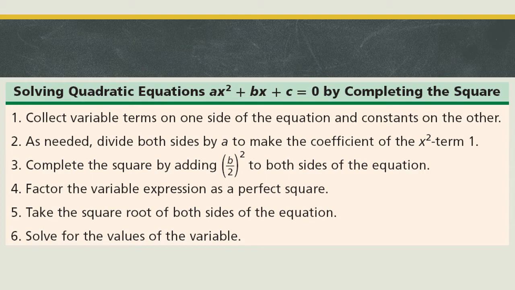Alright, so solving quadratic equations, ax squared plus bx plus c equals 0 by completing the square. These are the steps. You also have a copy of this on the handout. We're going to use these steps to solve.